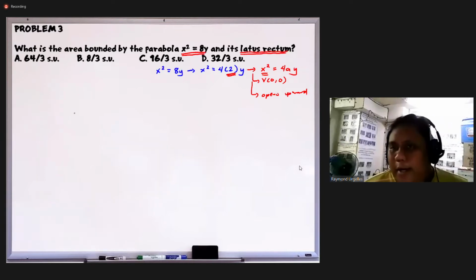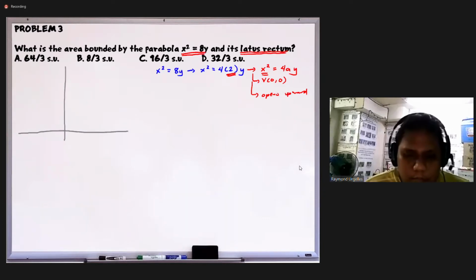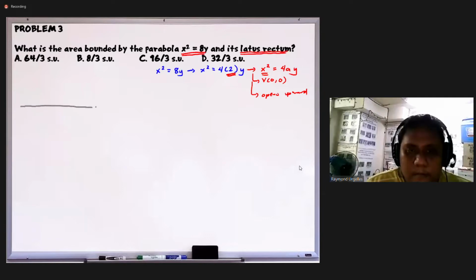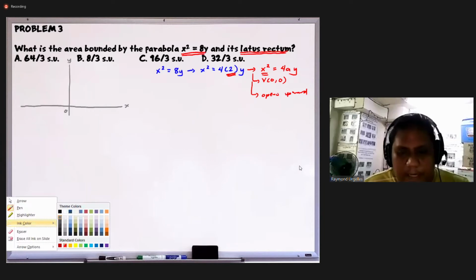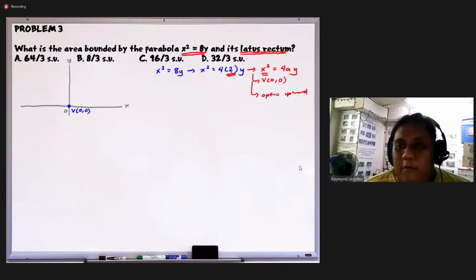So opening upward, with vertex at the origin. Let's say this is our x-axis, y-axis, then origin. First, we have vertex at the origin. So ito yung vertex V natin, at the origin 0, 0. Pangalawa, ito yung A natin. Yung A natin represents the distance between the focus and the vertex. This opens upward, so alam natin focus is above the vertex.